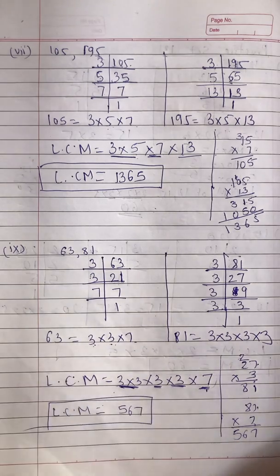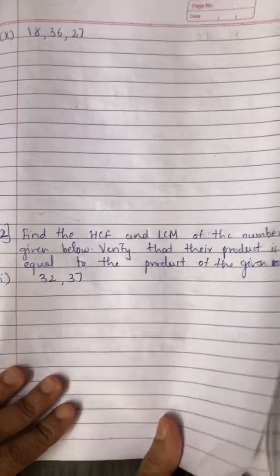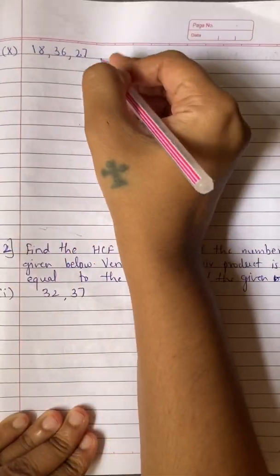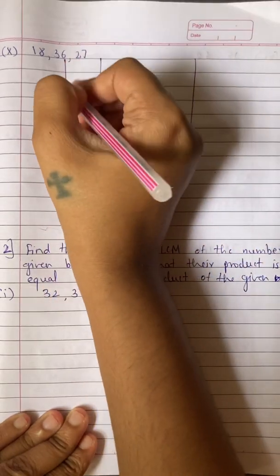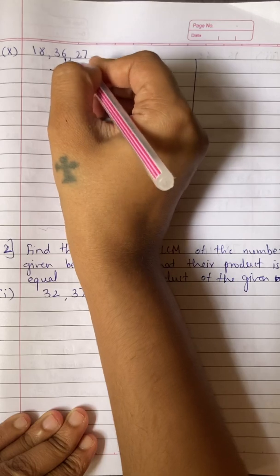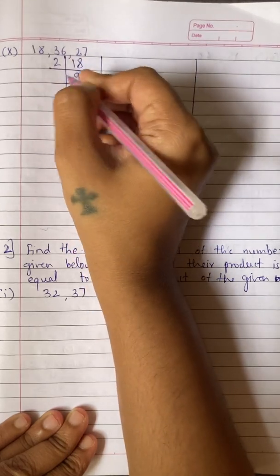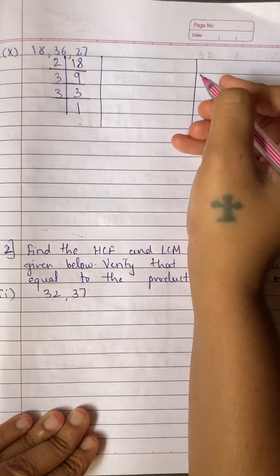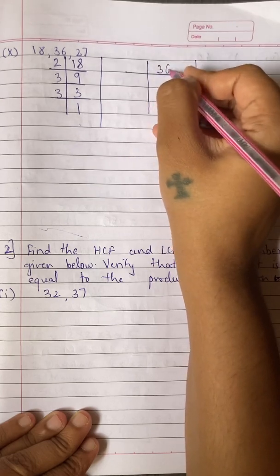Now solving the next sum, which is the 10th one. So again you have to make 3 parts over here. First find out the factors of 18. 18 comes in 2's table, 2 9s are 18. Now 9 comes in 3's table, 3 3s are 9 and 3 1s are 3. This was very simple. Now find out for 36.